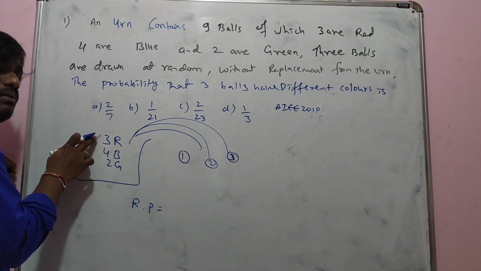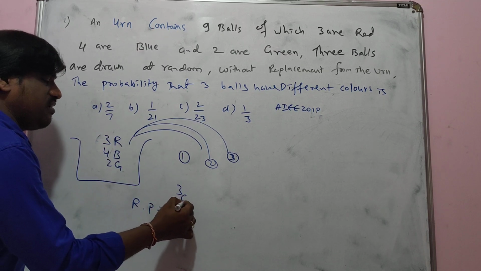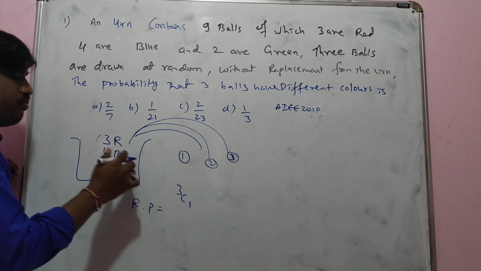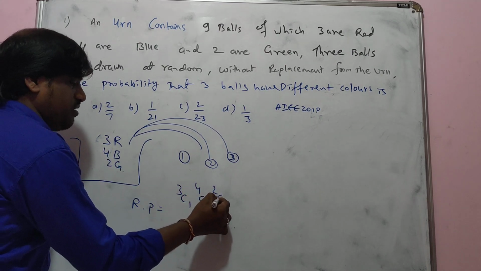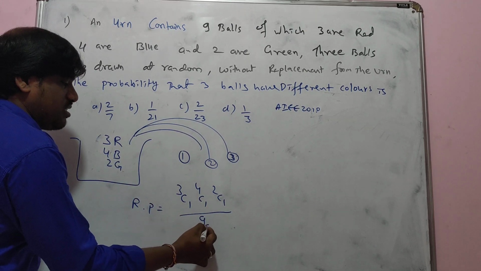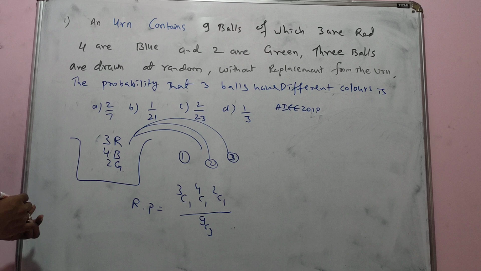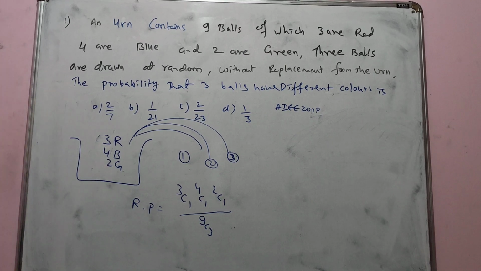Suppose we take different colors. The number of ways of getting a red ball is 3C1. Getting a blue ball is 4C1. Getting a green ball is 2C1, divided by the total balls, which are 9. So 9C3. In total you have to take out 3 balls from this. So 9C3. If you simplify this, then you get the answer. This is the required probability which is asked in IEEE, and it's a very simple question.